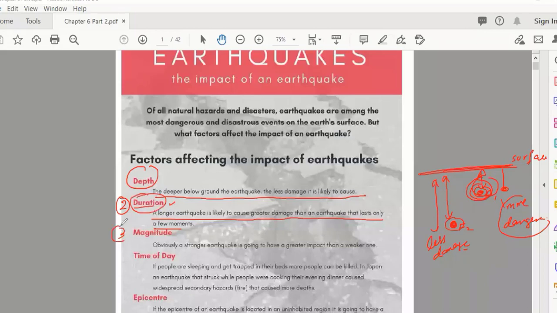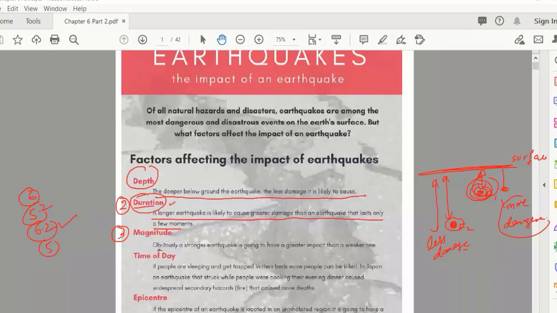Number 3 is magnitude. If you remember the last lesson, we talked about the Richter scale. On the Richter scale, we saw values like 6.2, 5.2, 6, 5. These are the units of the Richter scale, and that is known as magnitude. If the earthquake is stronger, the magnitude will be higher.